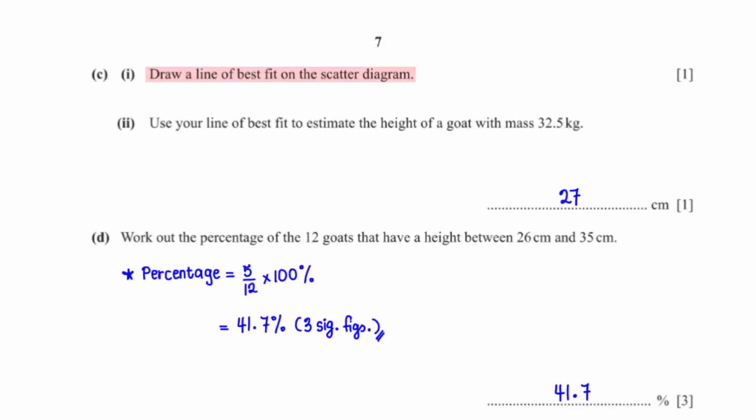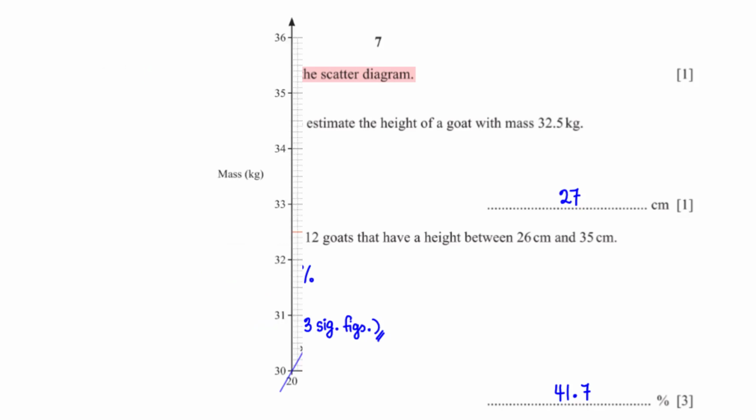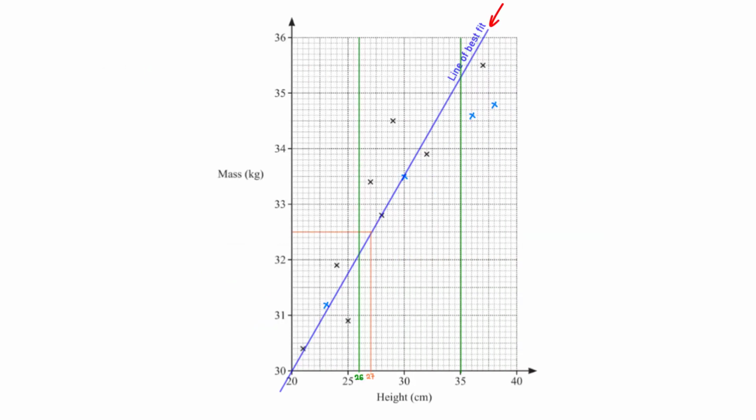Draw a line of best fit on the scatter diagram. On the grid, we've drawn a line of best fit. The general rule of thumb for drawing a line of best fit is to ensure that it passes through as many points as possible while balancing an equal number of points above and below the line.